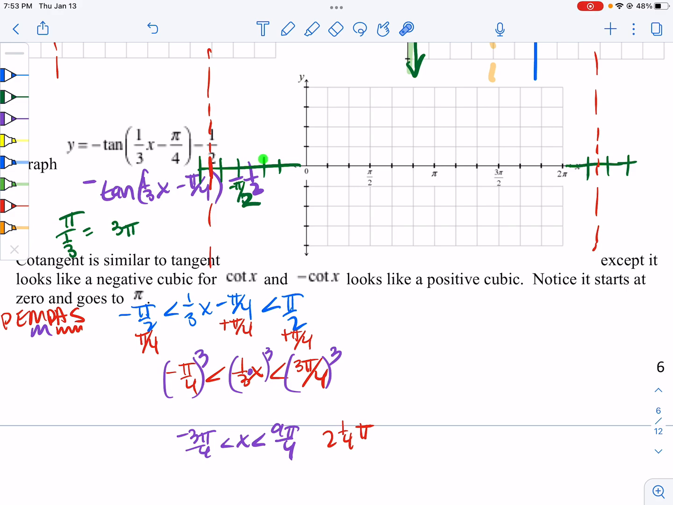It also has our horizontal shift embedded in there because normally we're at negative pi halves as our normal asymptote, and then we're shifting to the right. So notice we're going past our 2 pi. Now we're going to go halfway in between this amount. This is large enough that I'm probably just going to estimate.